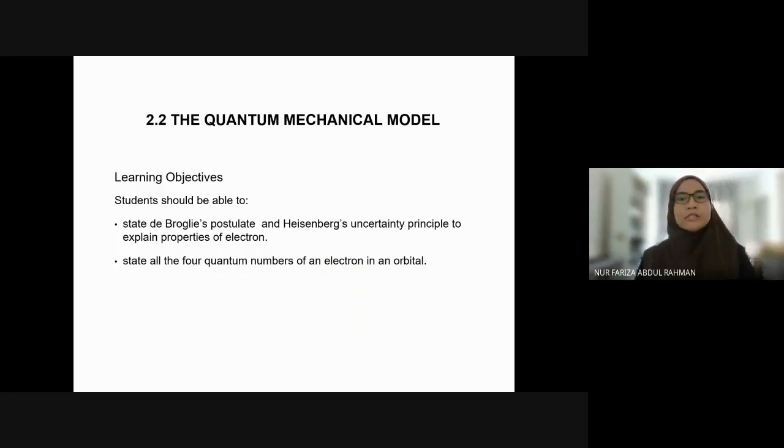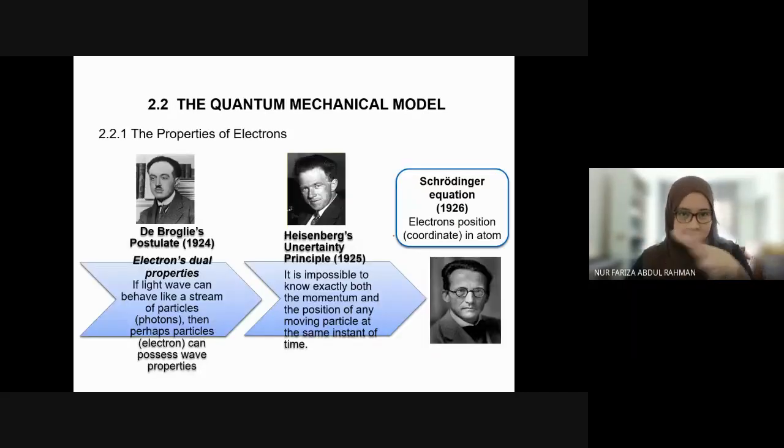Alright, so next will be the quantum mechanical model. As of now, we are using this quantum mechanical model. For this, we have 2 learning objectives. Make sure that once you have completed this subtopic, you will be able to cross off your checklist. This is like a chronology, a continuity of Bohr's model just now. We have Bohr's in the earlier part of the development of the atomic model.